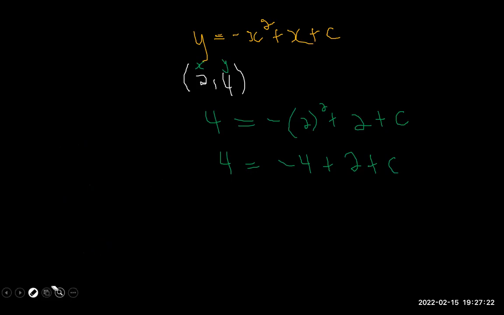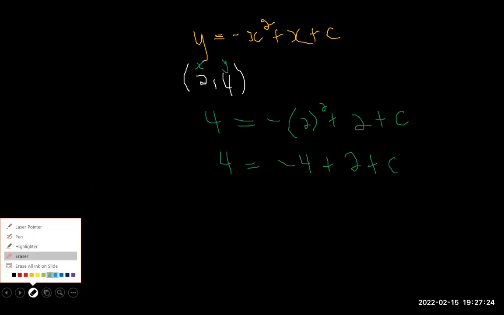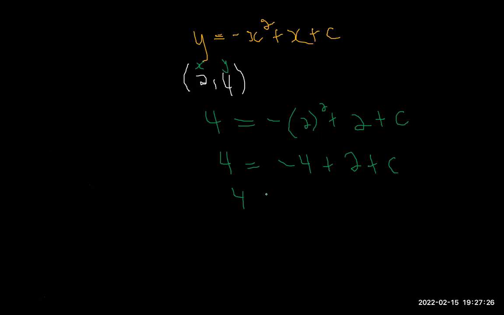Okay, we simplify this. This is 4. Minus 4 plus 2 is going to give me minus 2 plus c. I add 2 to both sides. So therefore the value of c is going to be equal to 6.